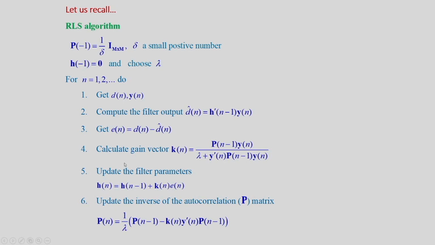Once we have calculated the filter coefficient, we have to update the P matrix, and this is given by Pn is equal to 1 by lambda times (Pn minus 1 minus Kn into Yn transpose into Pn minus 1). So, this is the update equation for the inverse of the autocorrelation matrix.